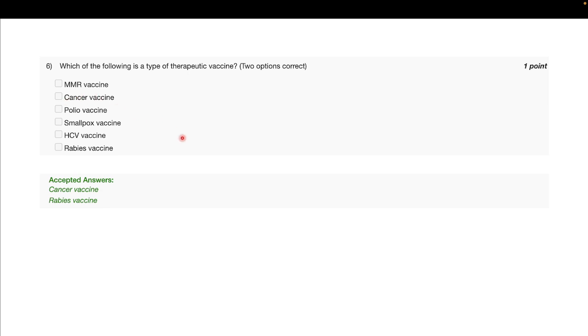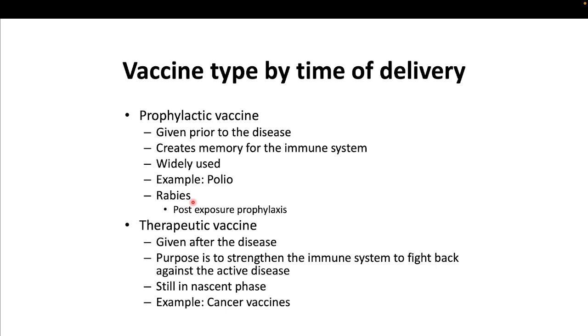So we were just discussing, right? Therapeutic vaccines are given when the disease has already occurred, or the pathogen has already been introduced in the patient's body. So it could be cancer vaccine. The other is rabies vaccine. This might be a little confusing, because rabies vaccine, technically speaking, is a prophylactic vaccine.